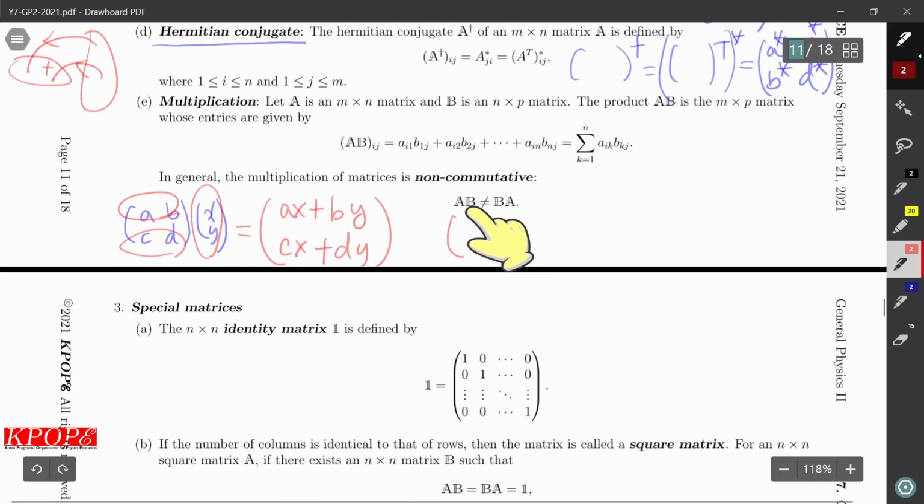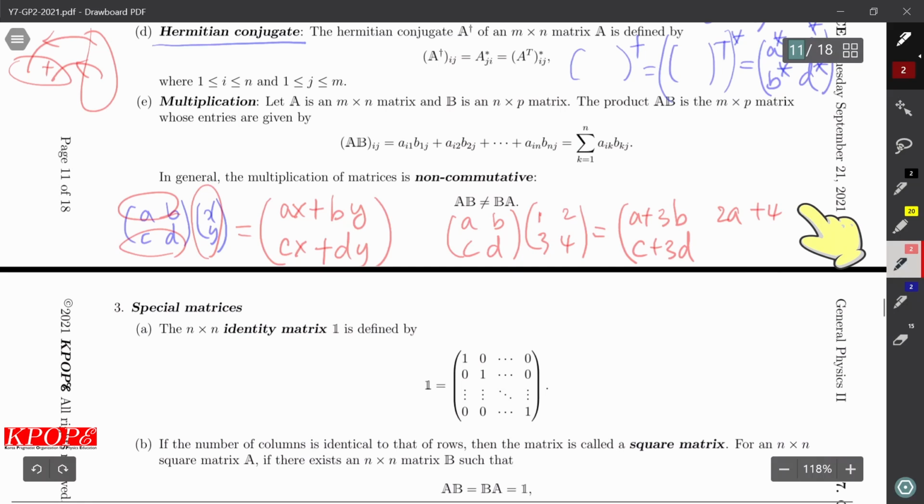So A, B, C, D times 1, 2, 3, 4. That gives 1A plus 3B, 1C plus 3D, 2A plus 4B, 2C plus 4D. So matrix multiplication can be done like that. But matrix multiplication is not commutative. So the matrix product AB is not always equal to BA.